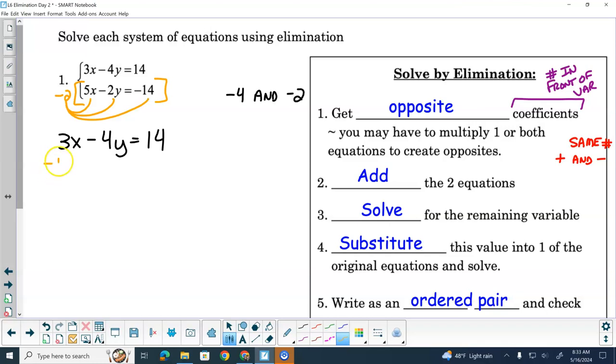Izzy, -2 times +5? -10. So that's going to be -10x. -2 times -2, Izzy? +4. So this becomes +4y. And I'll give you this one because it's a bigger number: -2 times -14 is +28.